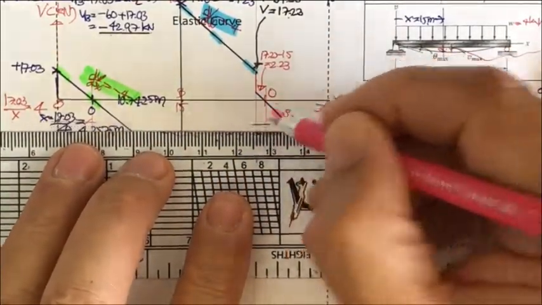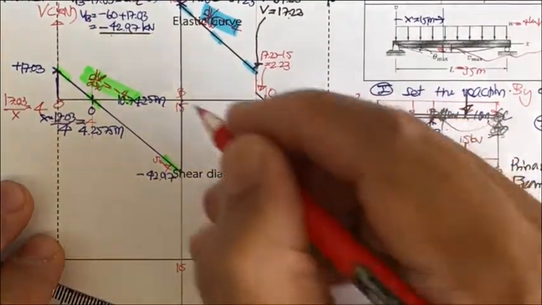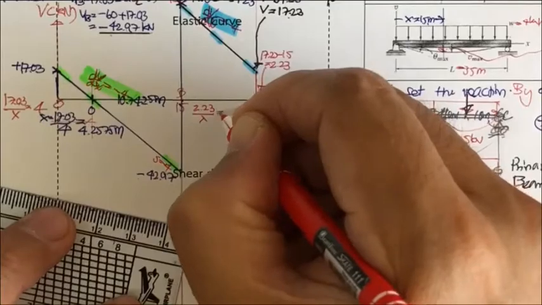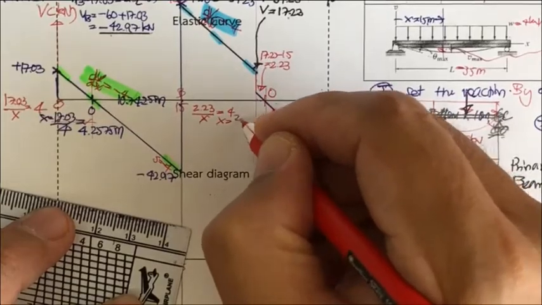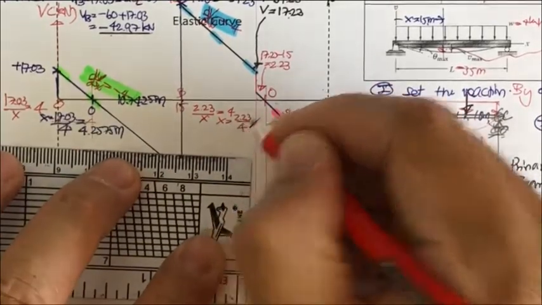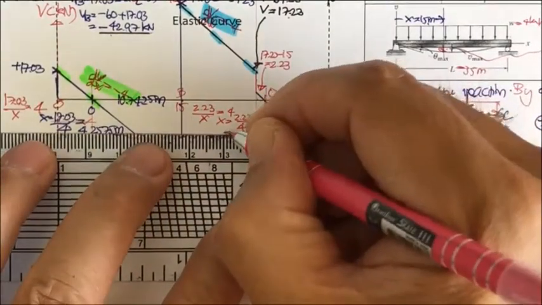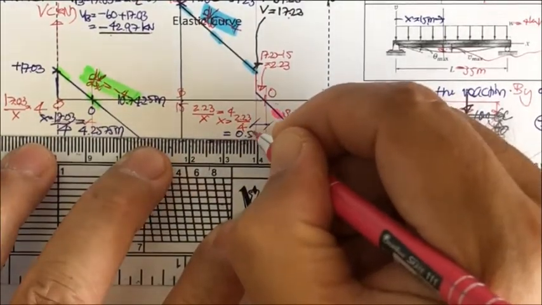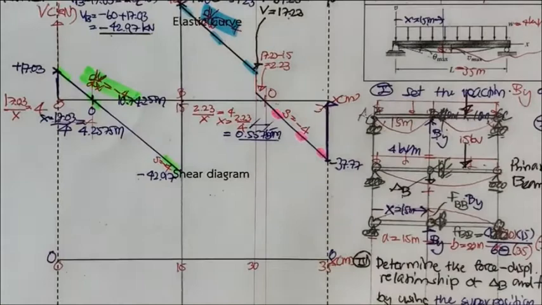Also, we need to determine here. Again, this is 2.23 divided by, let's say, x, and then it's going to be 4. Now, x is going to be 2.23 divided by 4. And if you put it into your calculator, you may get 0.55575 meter. Okay, this is very small, about 0.56 meter.